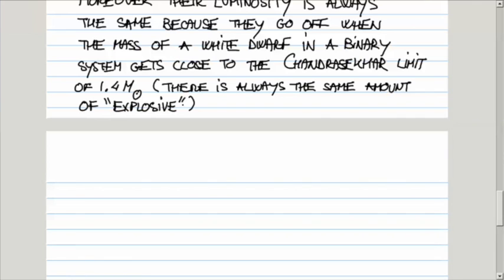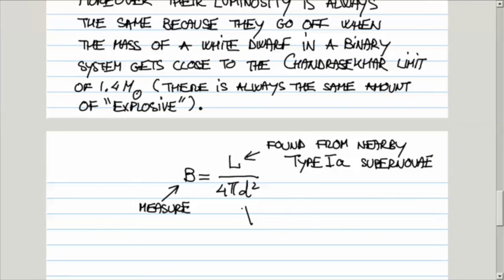So once we've calibrated their energy output, then we can use that. So when we see type 1A supernova going off in very distant galaxy, we measure its brightness here. We know its energy output, luminosity, and then we use the usual relation between the brightness, luminosity, and distance. And then using this relation, we can deduce the distance. And using this method, astronomers have found out something totally unexpected about our universe.